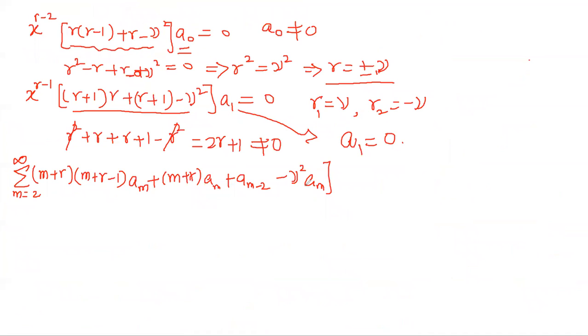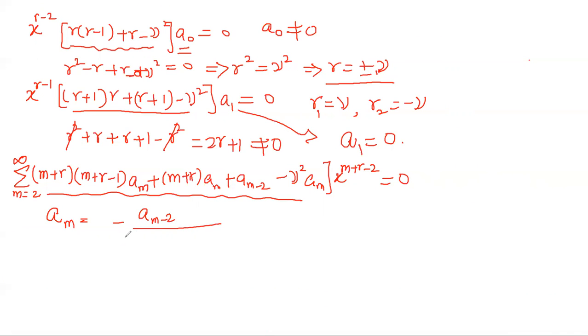That is going to be multiplied by x to the power m plus r minus 2, equal to 0. In order for this equation to be 0, all of the thing inside should be equal to 0. And we can write it like this. There is a little bit of simplification, not very difficult. So we will write it like this: am is equal to minus am minus 2 divided by m plus r square minus nu square. Since we know that r is equal to nu is one of the solutions, if we put r is equal to nu over here, then this will become am minus 2 over m into m plus 2 nu. So this will be the recursive relationship.